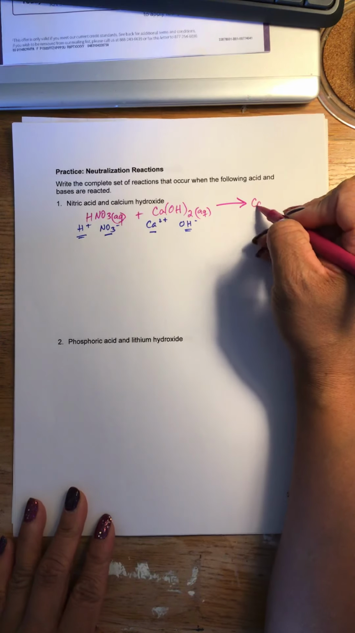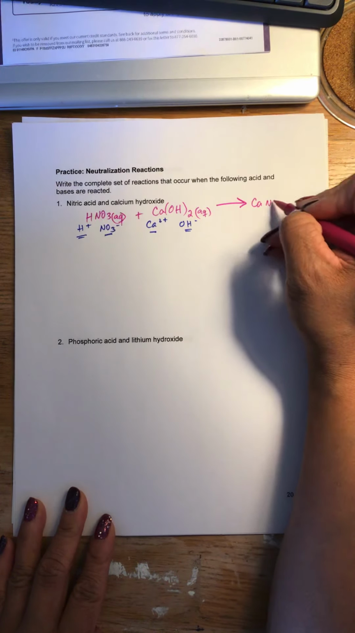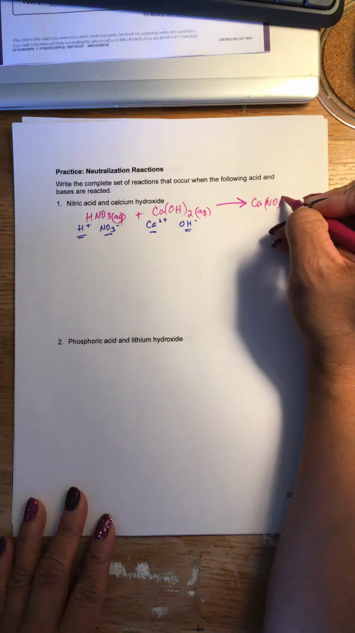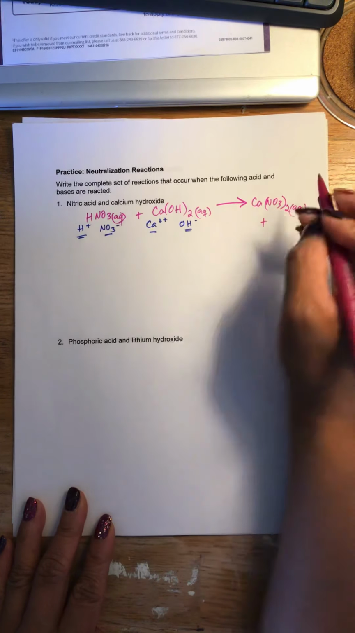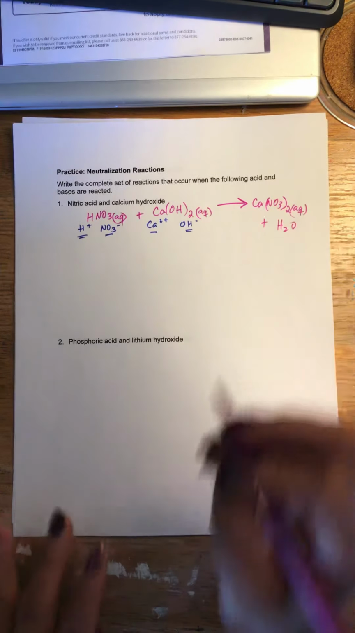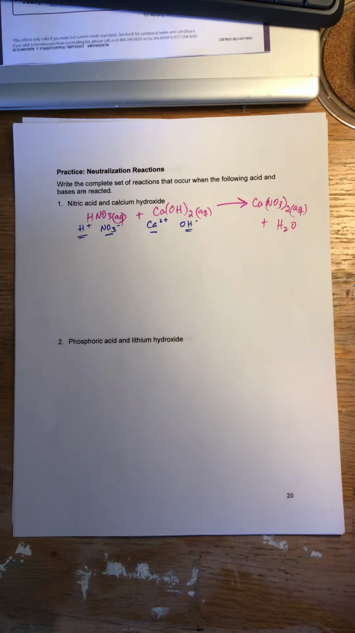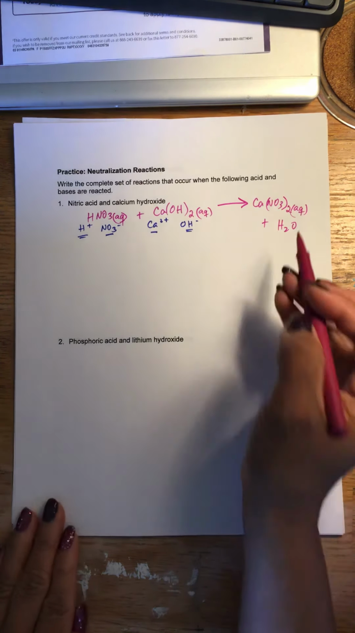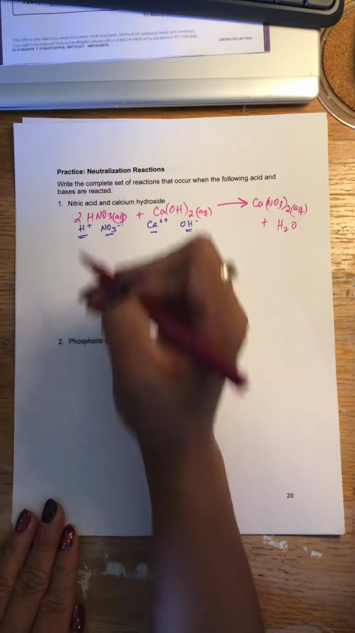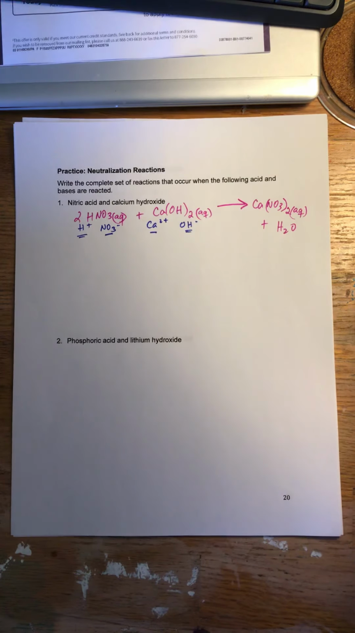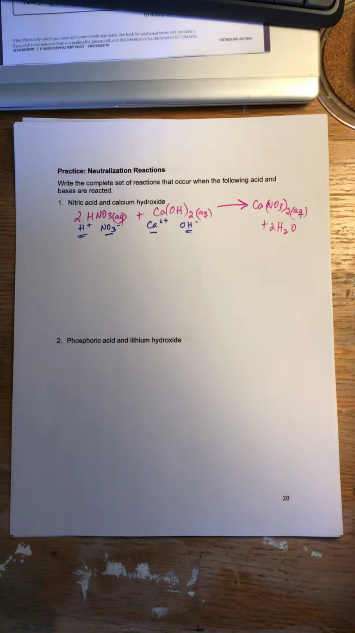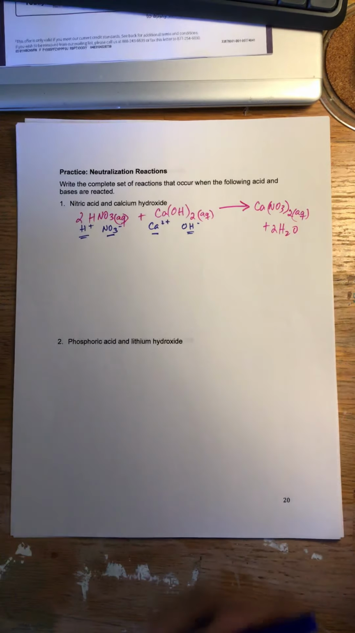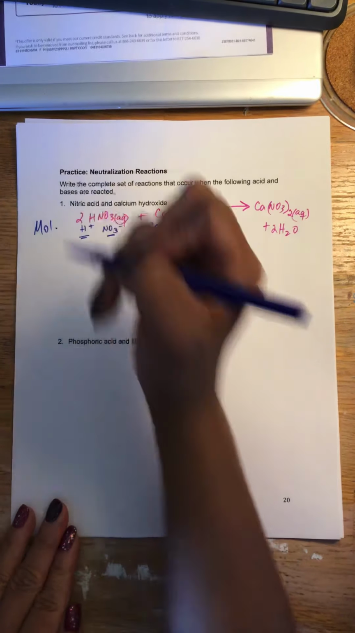So this will become calcium, NO3. We'll have to enclose these in brackets, and this will have the 2 here, plus H2O. Let's double check that everything is balanced. I have to put the 2 in front of the nitric acid and 2 in front of water, and everything else is now balanced.